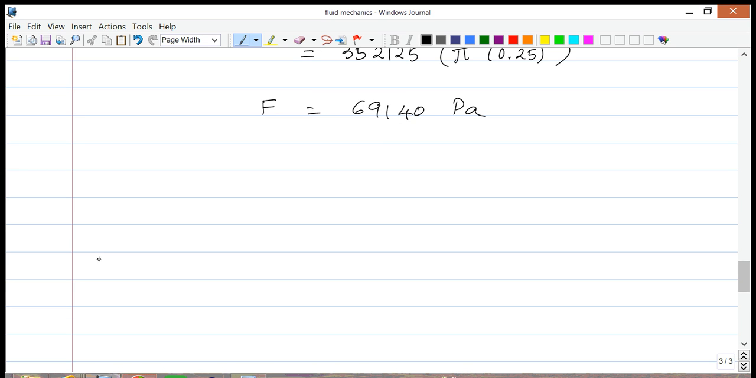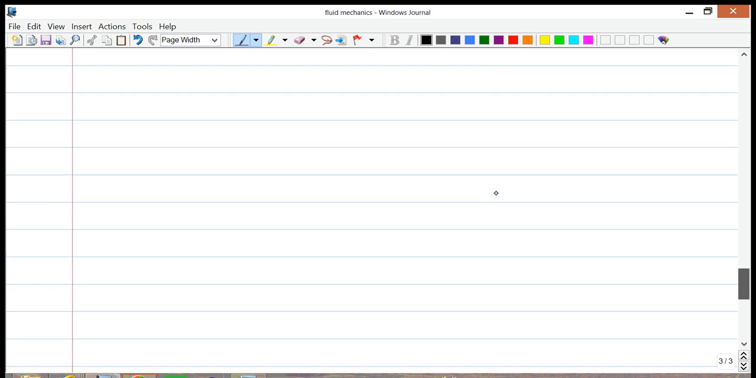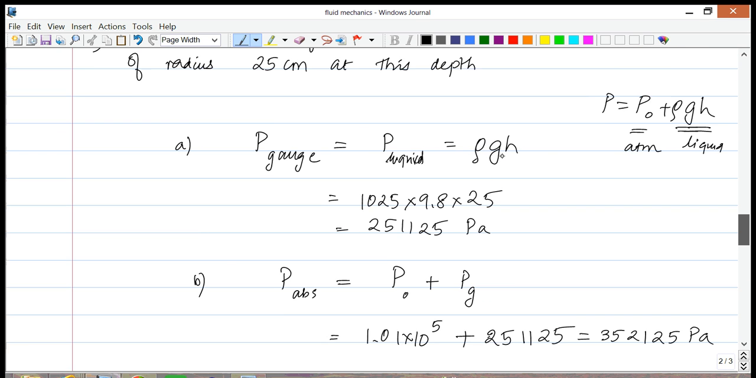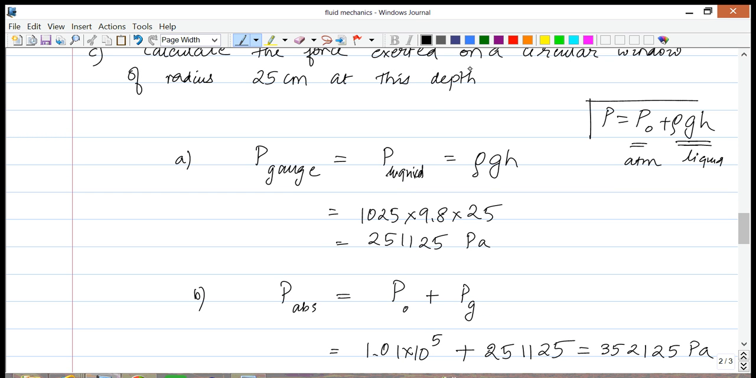Now there could be many variations of this problem where you could be given the gauge pressure and then told to find the height, or you could be given the absolute pressure and find the height. Basically, it's all going to be an application of this simple equation, P equals P0 plus rho gh. Just keep in mind what is being asked and pay attention to that detail, and then the rest of the stuff should be very simple.